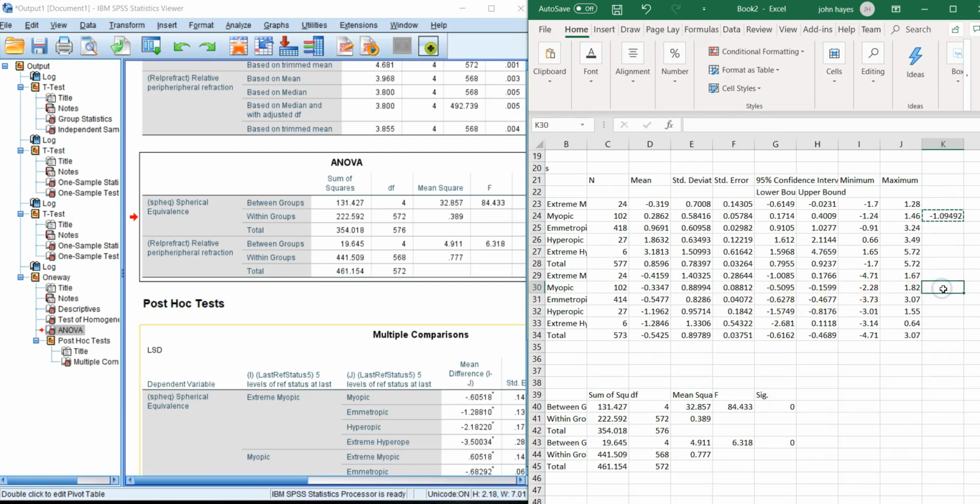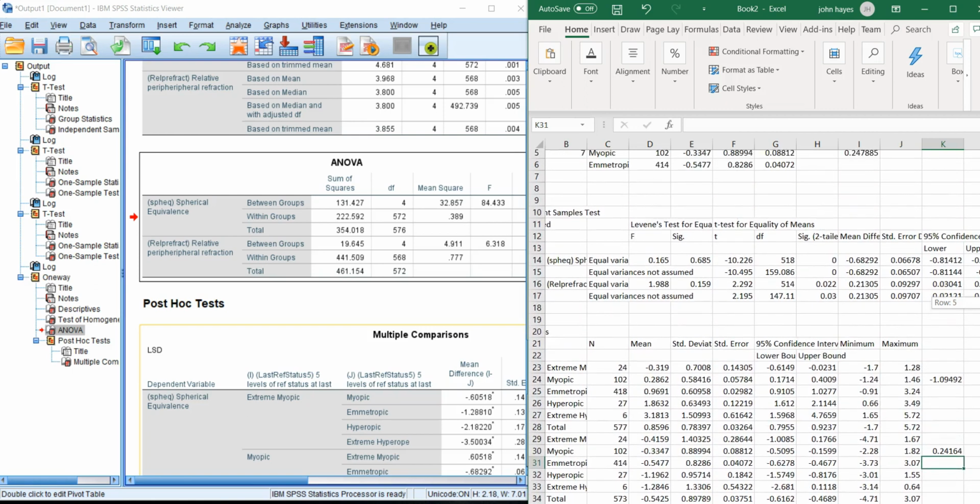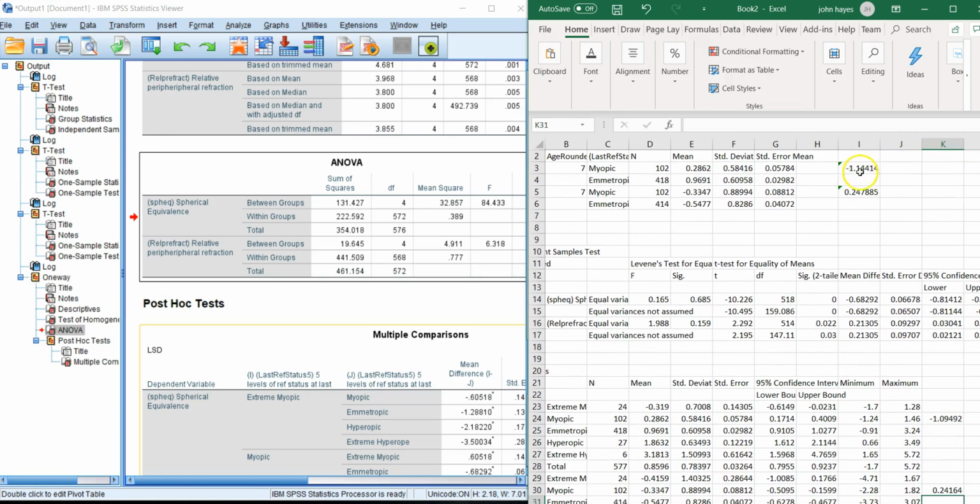Now let's do the same thing with relative peripheral refraction. And let's put this guy up here. So notice this is minus 1.094, and before we had minus 1.14. So what's the difference? Let's look at our means here: 28, 62, and 58.